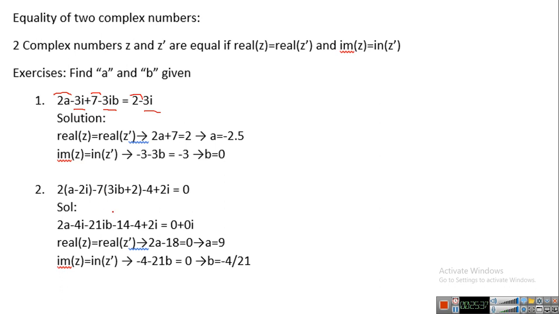Here it's the same thing. When we say 0, it means 0 plus 0i. So the real part here, if you expand: 2a minus 4i minus 21ib minus 14 minus 4 plus 2i equals 0 plus 0i. So the real part is 2a minus 14 minus 4, minus 18, equal to 0, and the imaginary part is minus 4 minus 21b without the i, minus 4 minus 21b plus 2 equal to 0. Here you have minus 4i and here you have plus 2, so this will be minus 2. So the answer will be minus 2 over 21.